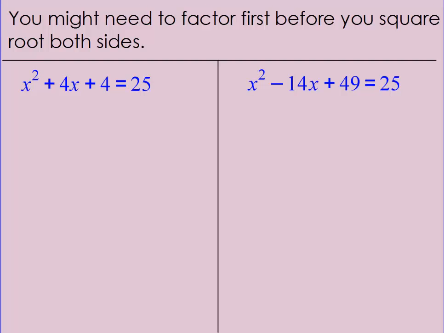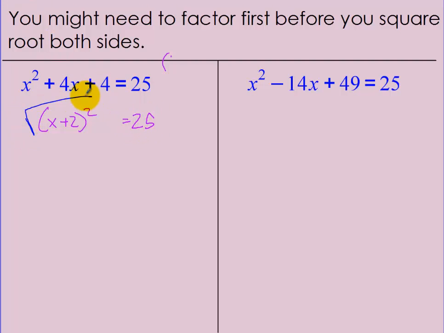You might need to factor first before you square root both sides. So this is where the perfect square trinomials come into play. So looking at this one, x squared plus 4x plus 4, this is actually a perfect square trinomial as x plus 2 squared equals 25. And now I can square root both sides.